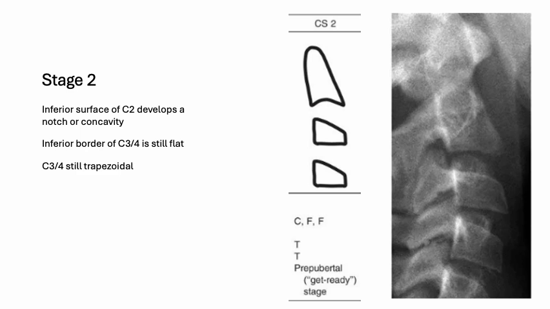Stage 2 is defined by the inferior surface of C2 developing a notch or a concavity. And so in this example here, it's fairly subtle. You'll see obviously more defined examples. You can also see a little bit of the ring apophysis, I think, inferiorly on C2 and C4. I can't really see it on C3. But I do think that it's clear that C3 and C4 here are still trapezoidal. And the inferior borders of C3 and C4 are mostly flat.